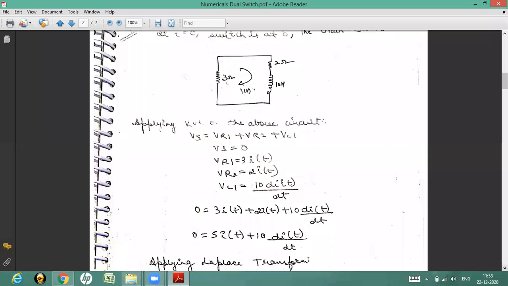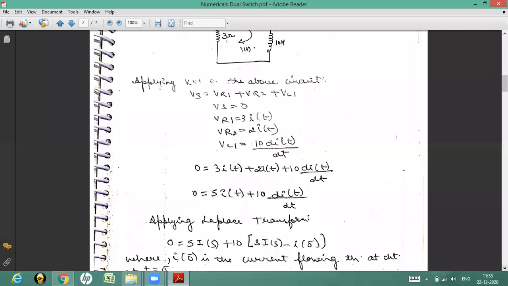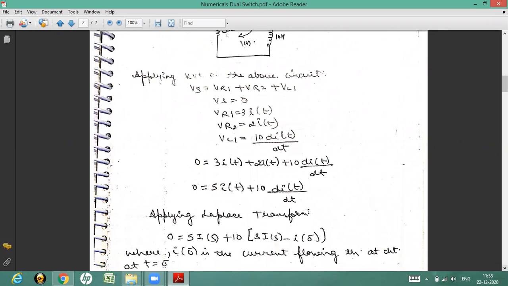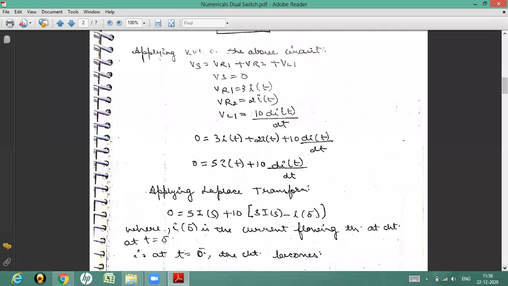So you see, when I apply a Laplace transform, you know that Laplace transform 0 is equal to 5I(s) plus 10 di/dt. Laplace of di/dt is sI(s) minus I(0-), and I(0-) is nothing but the current flowing through the circuit at t equal to 0 minus.